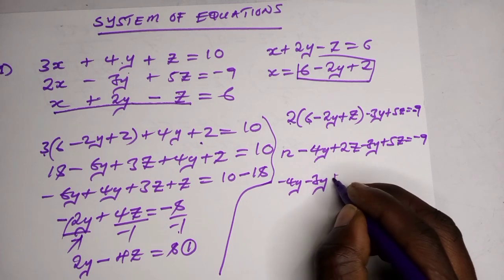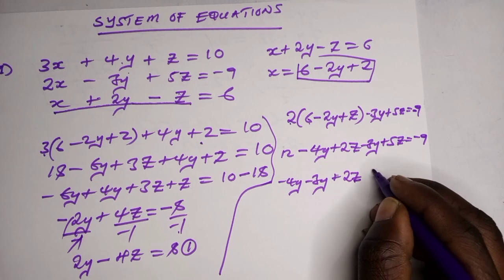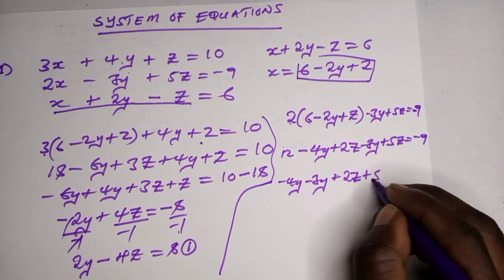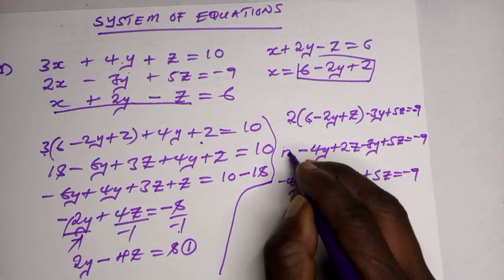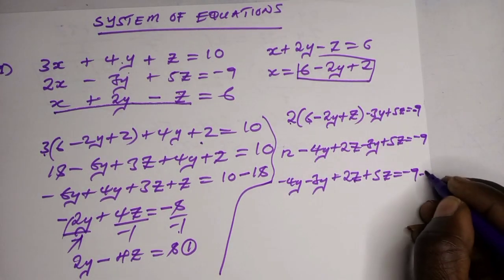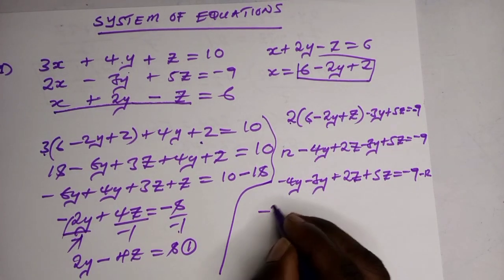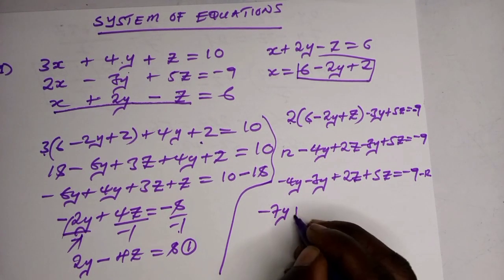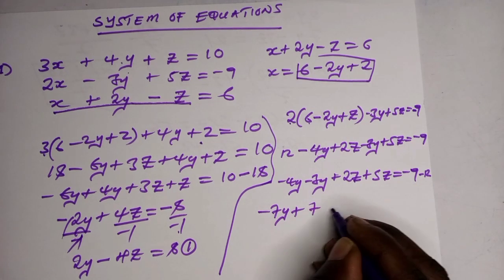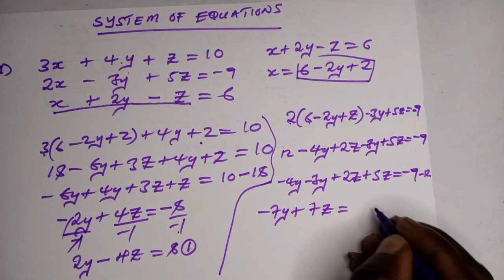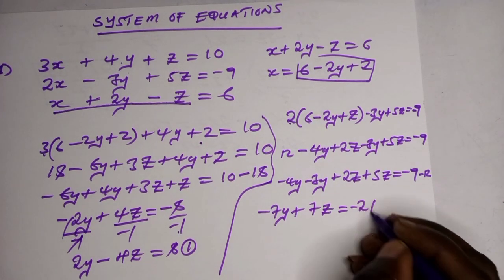then plus 2z plus 5z, which equals minus 9. When 12 crosses the equal sign, it will be minus 12. Then here we are going to have minus 7y plus 2z plus 5z, which is 7z, equals negative 9 minus 12, which is minus 21.